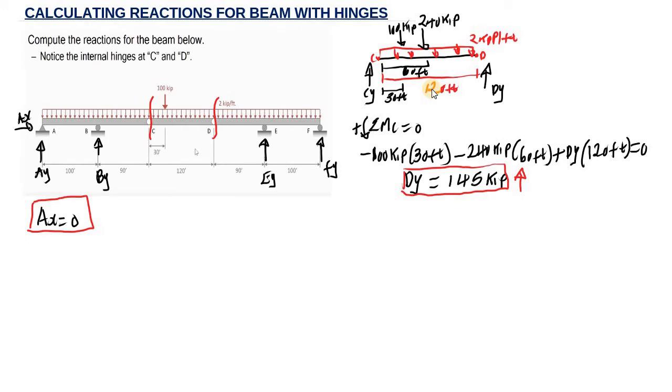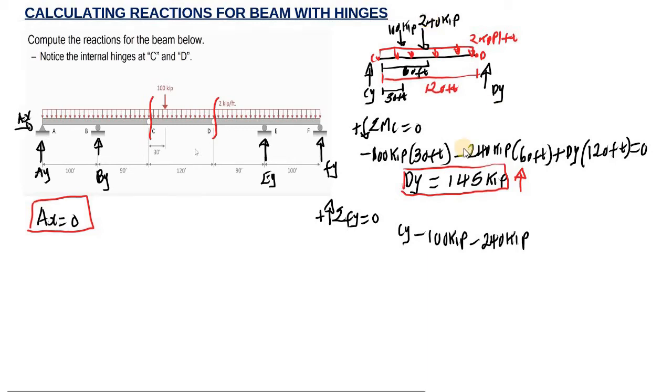How can we calculate cy? We just need to take the summation of the forces in the vertical direction equal to 0. I'm going to say all the forces acting upward are positive, while all the forces acting downward are negative. As you can see, cy is upward, so this is going to be positive cy. Then 100 kip is acting downward, so this is negative 100 kip. Then 240 kip is acting downward, so this is also negative 240 kip.